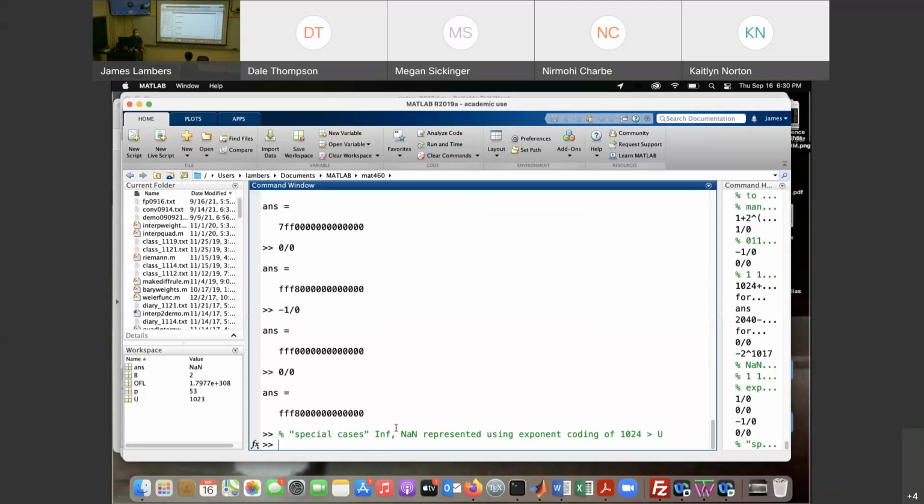Well, the thing is, this is independent of programming language. This isn't MATLAB. It has some valid displays in text, but this is hardware. So all programming languages dealing with floating point arithmetic are using this system.